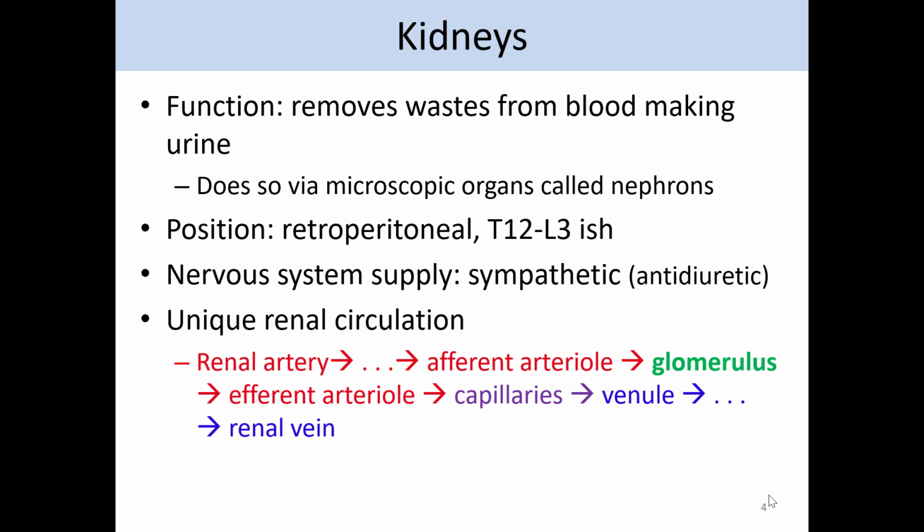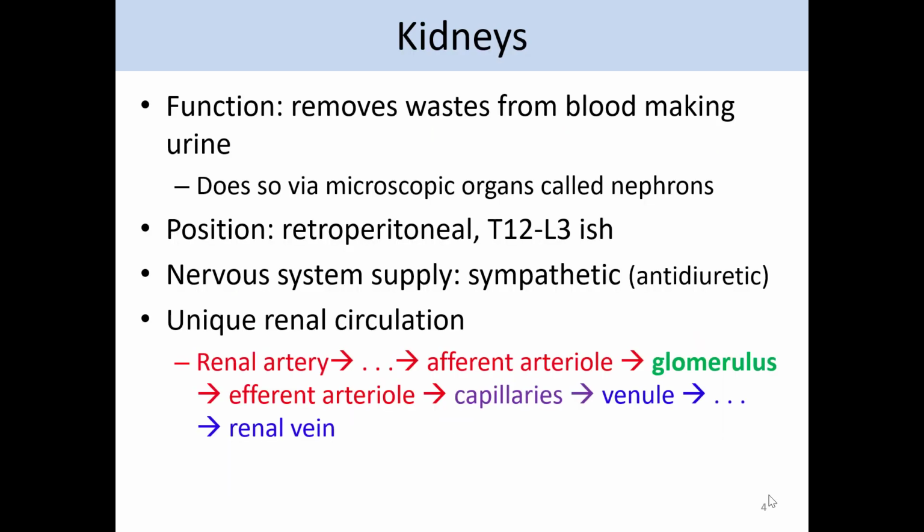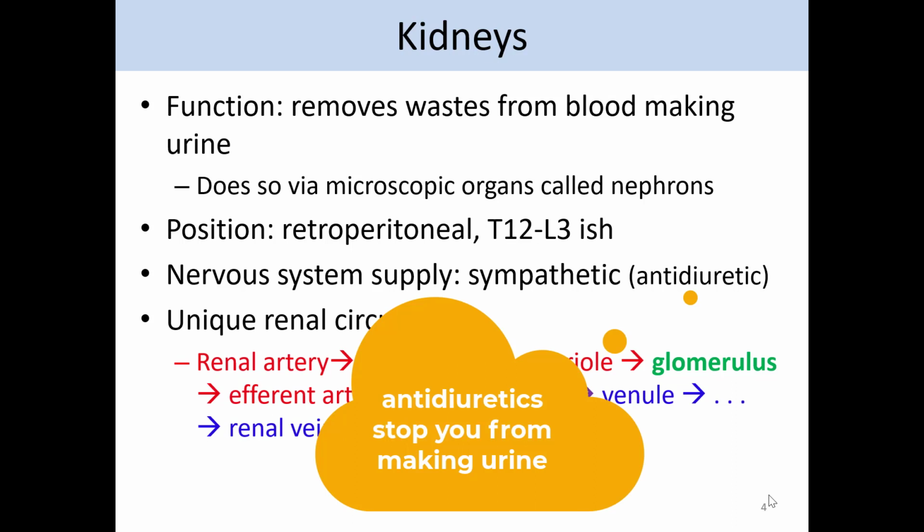In terms of their location, the kidneys are located in what we call the retroperitoneal position. Retro means behind, and peritoneal is referring to the serous membrane of the abdominal cavity, the peritoneum. So the kidneys aren't actually inside the peritoneal cavity, they are behind it. So they're not part of that peritoneal system like the stomach, for example. The kidneys do have a nervous system supply. It's mostly sympathetic in nature, and it acts as an antidiuretic, and we'll talk more about this in another video.